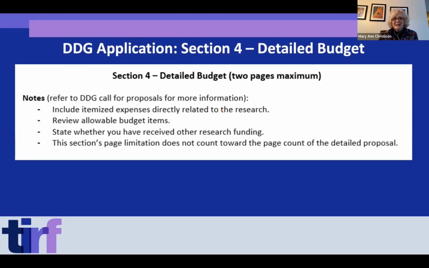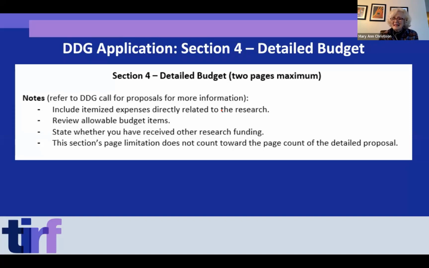Include the itemized expenses related directly to your research, because one thing to remember is that TIRF is a research foundation, and so we are interested in funding research. And so when you put this together, look at the allowable budget items. We are interested in funding almost anything related directly to your research.